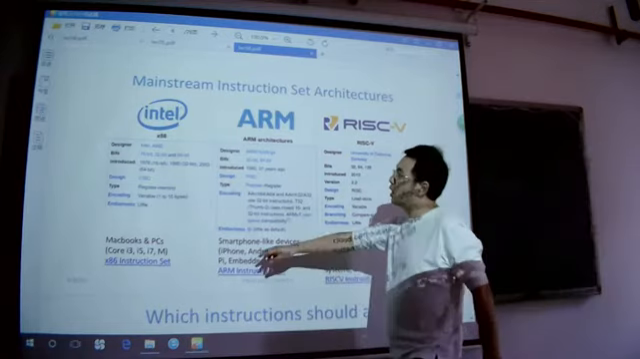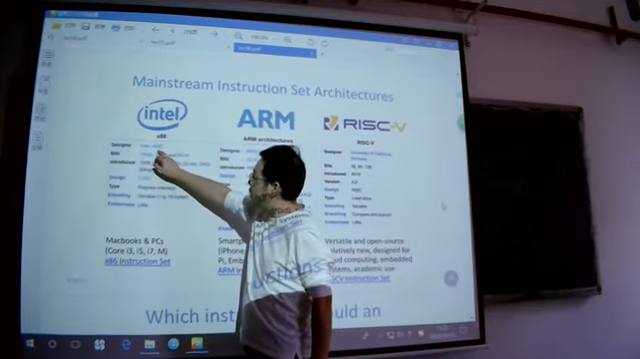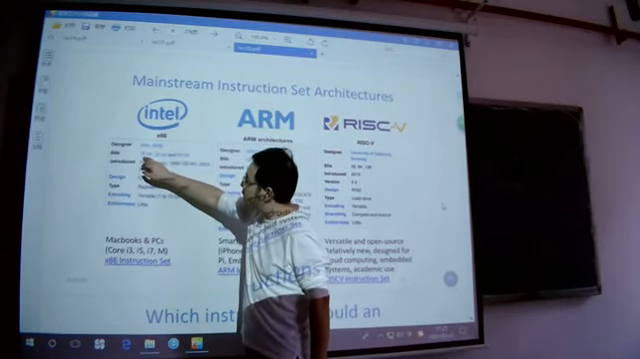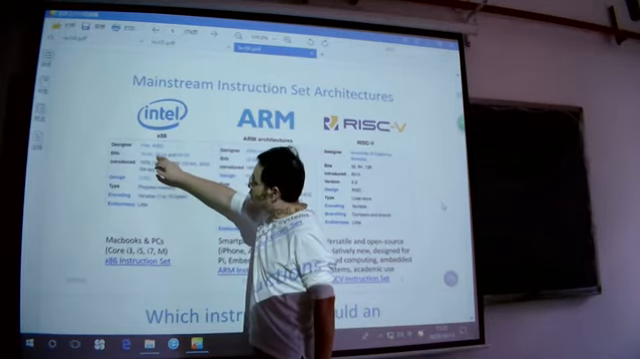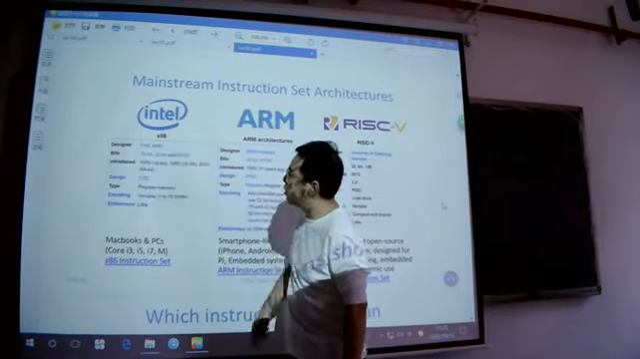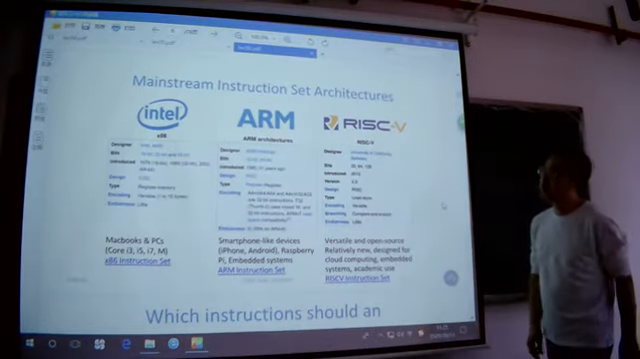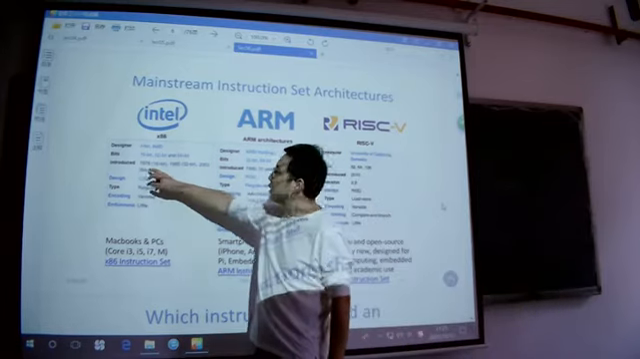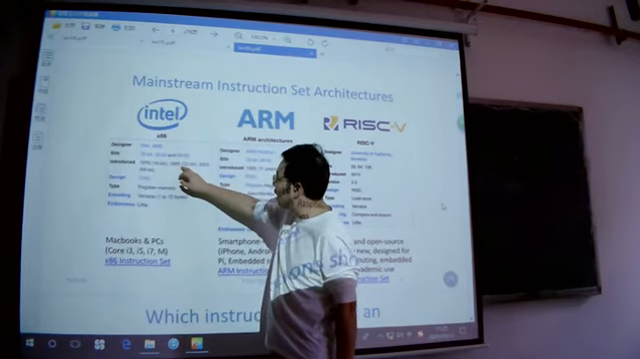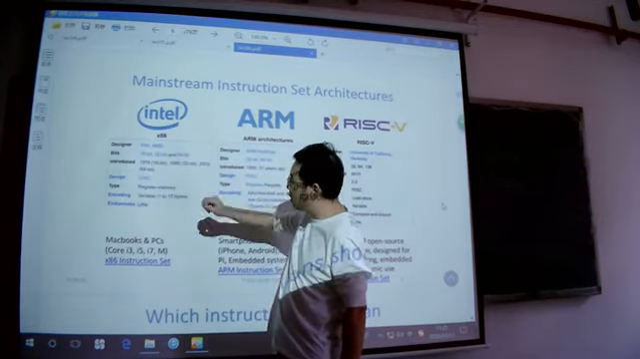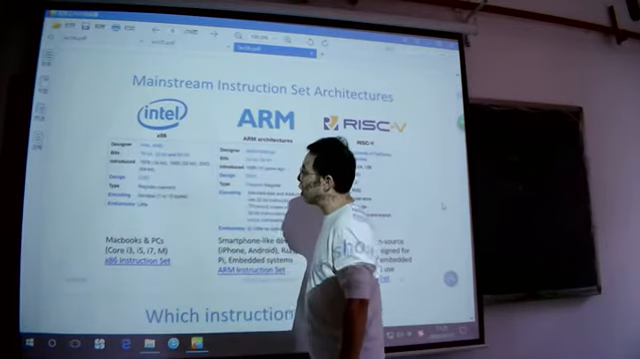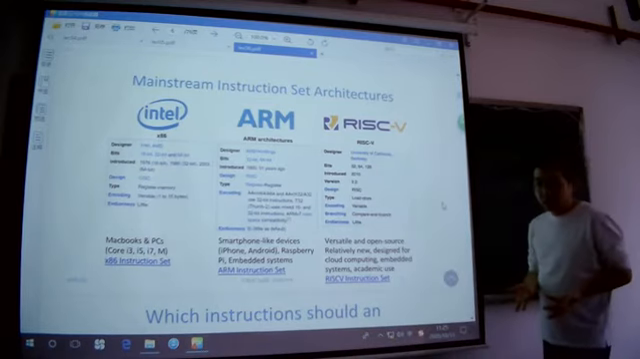You can find Intel and AMD are two companies. The companies produce 16-bit, 32-bit, and 64-bit CPUs, different sizes of CPUs. From 1978, 1985, and 2003, we find 1, 2, 3, getting bigger and bigger.